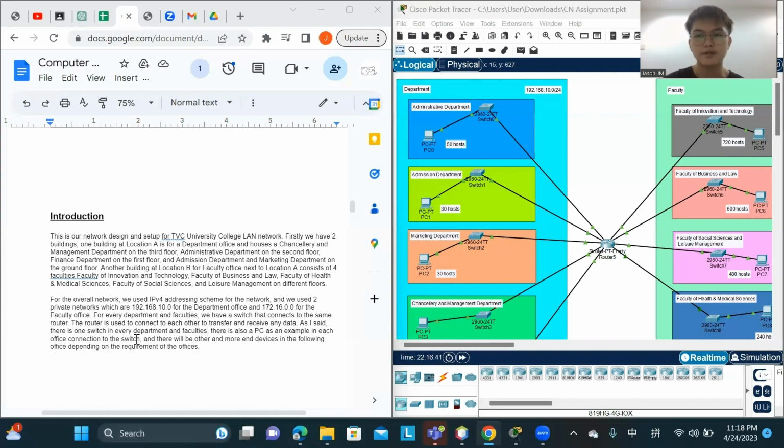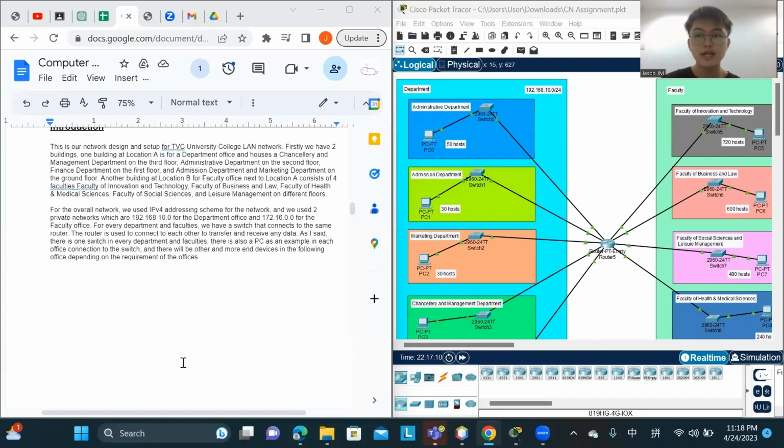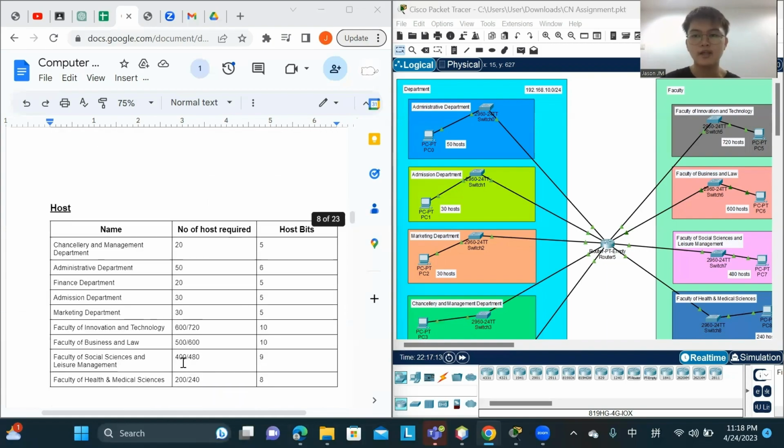This is an example that represents one of the hosts that is configured with an IP by the switch from the router. There will be more end devices in the offices depending on the requirements of the office in the future. So next, let us take a look at the host table, and let me introduce the number of hosts required and the host bits. What is the relation between these two?